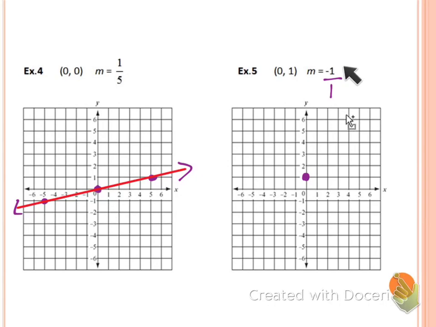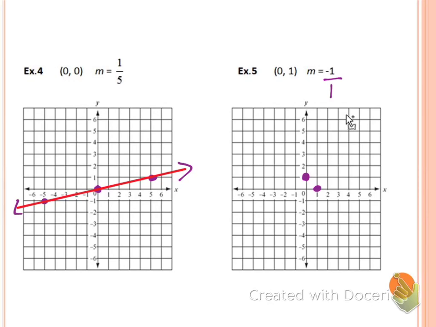So our rise is -1, so we go down 1, and then where would we go? So this is our rise and our run. Over which way? To the right. Good. So we go down 1 and then to the right 1. Only the numerator is negative right now.